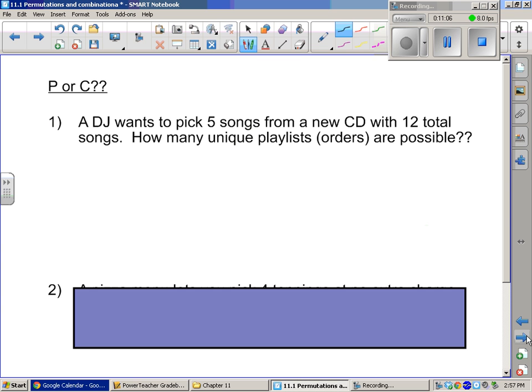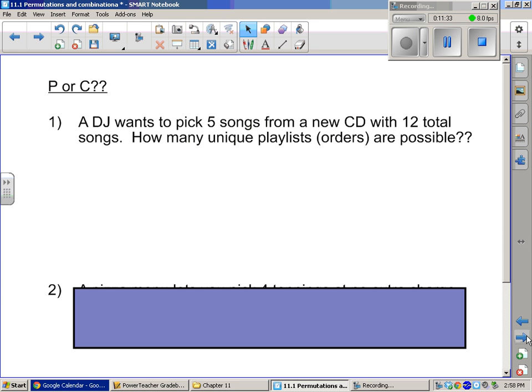All right, now we have to decide. This is sometimes the hardest part of these problems: deciding, does order matter or does it not matter? And sometimes it's the way you interpret the problem. So, you are a DJ and you want to pick 5 songs from a new CD with 12 total songs. How many unique playlists or how many unique orders are possible? Do you think that the order matters?